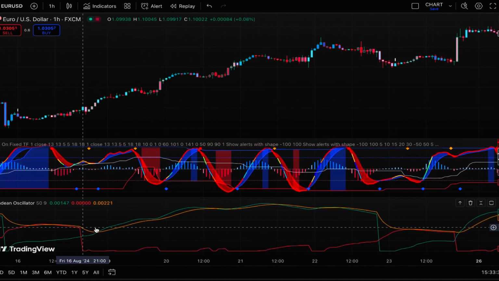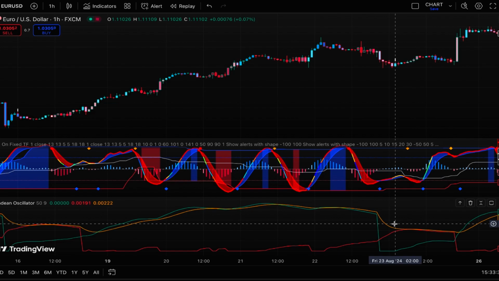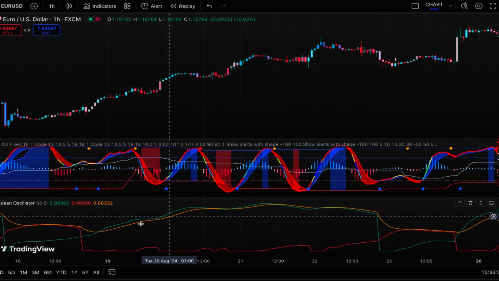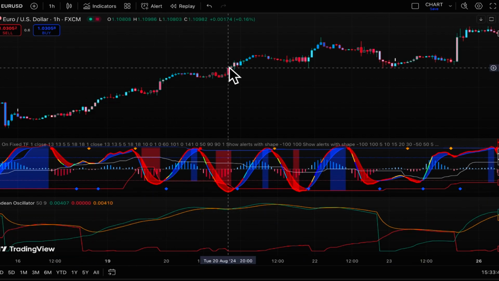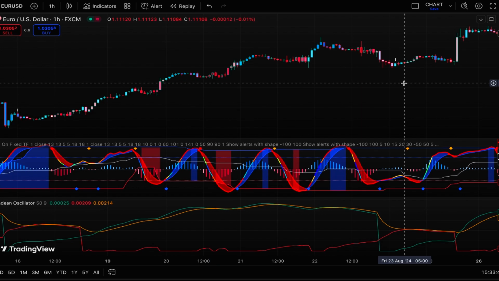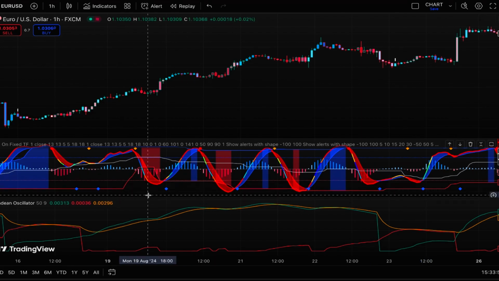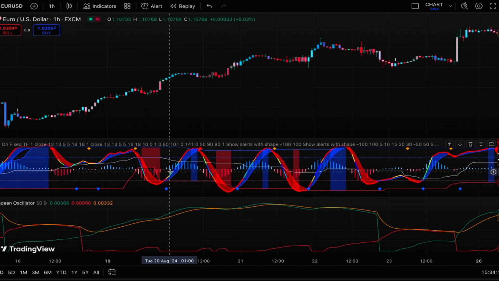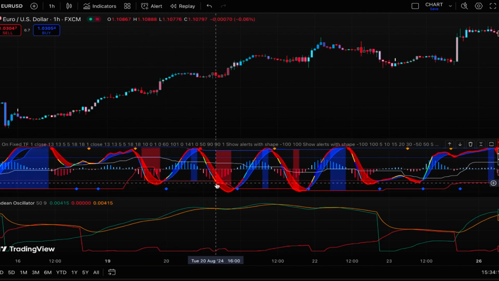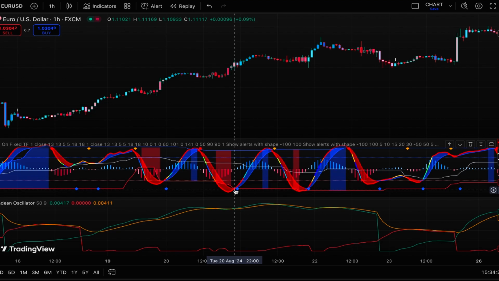When the orange line is above the other two, we don't take any signal. When the green line is above the orange line, we only take buy signals, and when the red line is above the orange line, we only take sell signals. The signals that we take from this indicator are when the SMI MFI line goes above 40 or below minus 40 and then crosses the signal line, and the area between the two lines changes color.